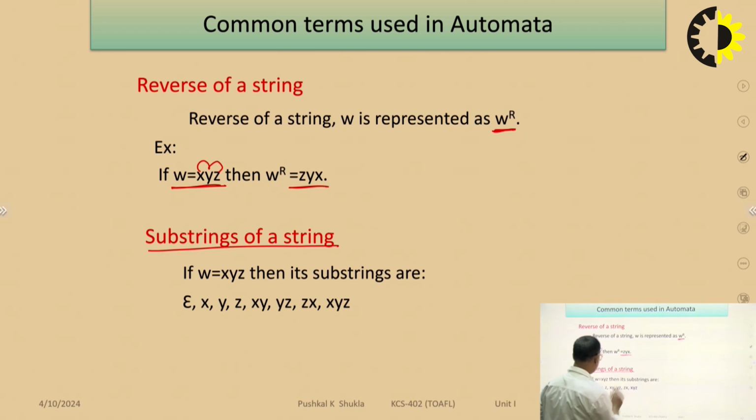Substring of a string. If W equal to XYZ, then its substrings are epsilon. Epsilon is a substring of every string. Then X is a substring of XYZ. Z is a substring of XYZ. Y is also a substring of XYZ. XY is a substring of XYZ. YZ is a substring of XYZ.